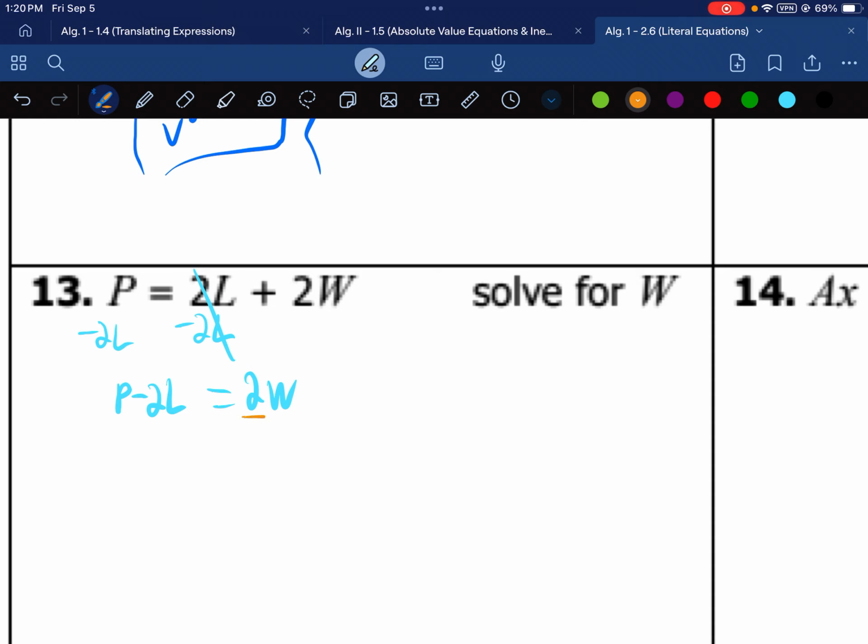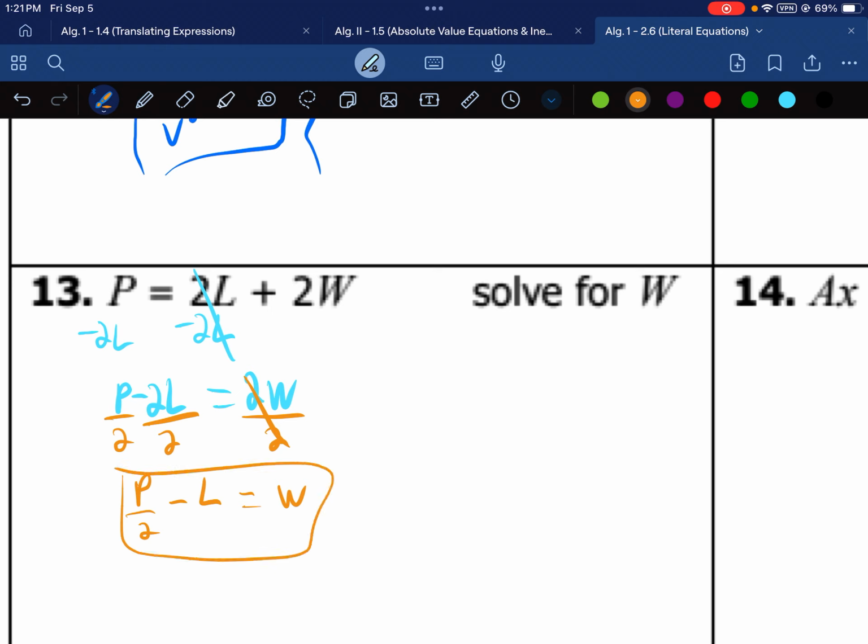And now I undo the multiplication of 2 by dividing by 2. And you can either divide the whole thing by 2, or this is where it can come in handy to divide each one individually by 2 when they're adding or subtracting. Because P over 2 I don't know, but I can do something here, where I can reduce those 2's and make this minus L, or L over 1. And on the right-hand side, I get just W. So we end up getting P over 2 minus L equals W.